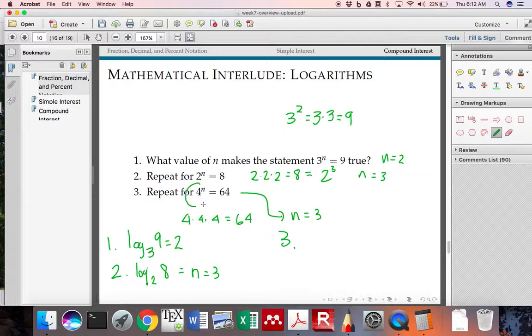This expression is a base 4. And I'm asking about how many factors of 4 are contained in 64. So that gives me 3. So the exponent is n, which is 3.